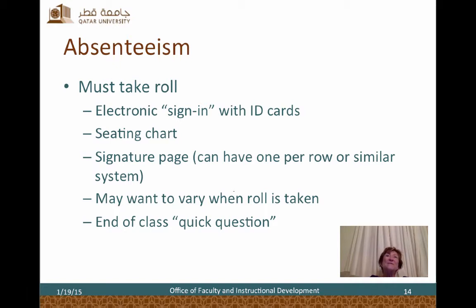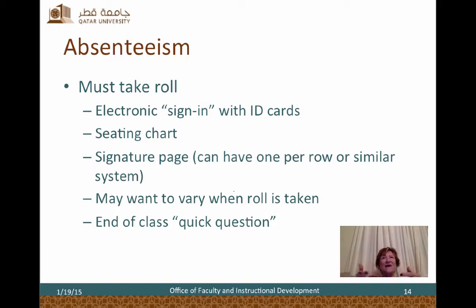So, for example, if they're coming late, you want to take roll at the first of class. If they're coming early and maybe leaving, coming at the first of class but slipping out, you may want to take roll at the end. Use that variance of time to control what's happening in your class.